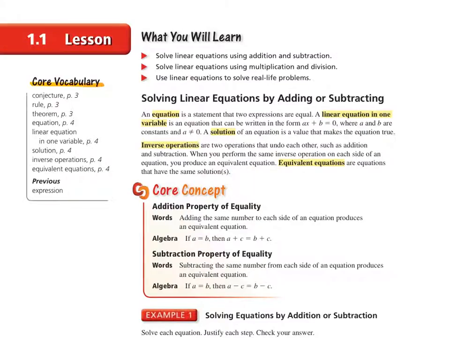Now on this page, again, it's showing you what you're going to learn. It's showing you the three skills that we should have after this lesson: we should be able to solve a linear equation using addition or subtraction, solve a linear equation using multiplication and division, and then use a linear equation to solve real-life problems. So really, what we're doing here in this first video is solving a one-step equation. You can look over these definitions and read through them on your own. I'm going to spend this time in the video applying the math skills that we need.